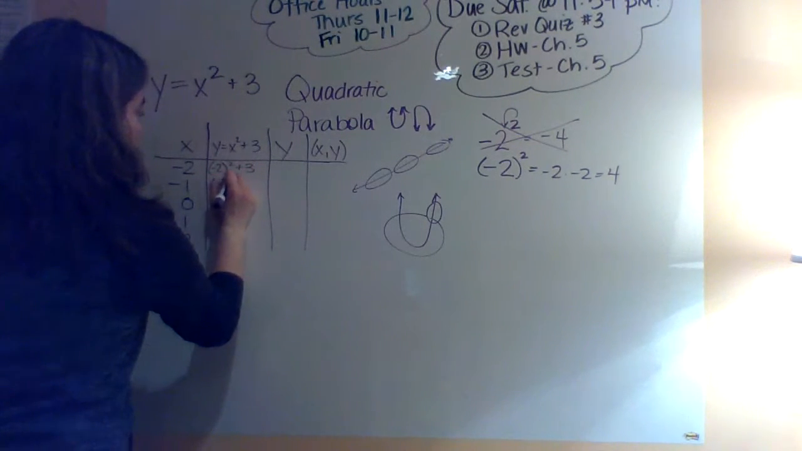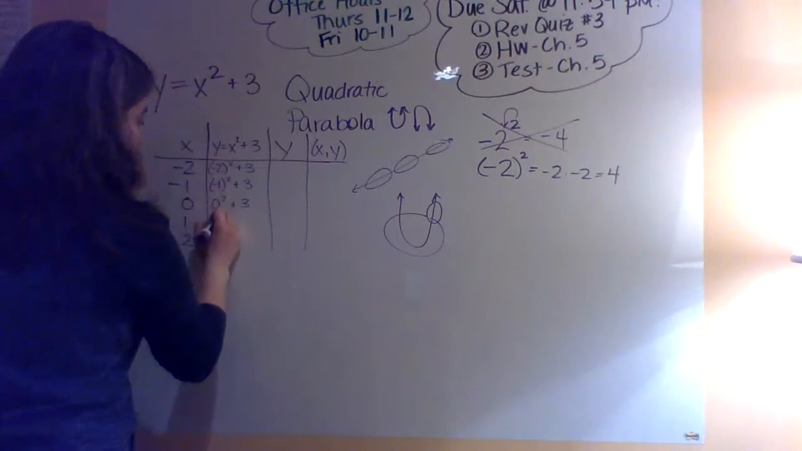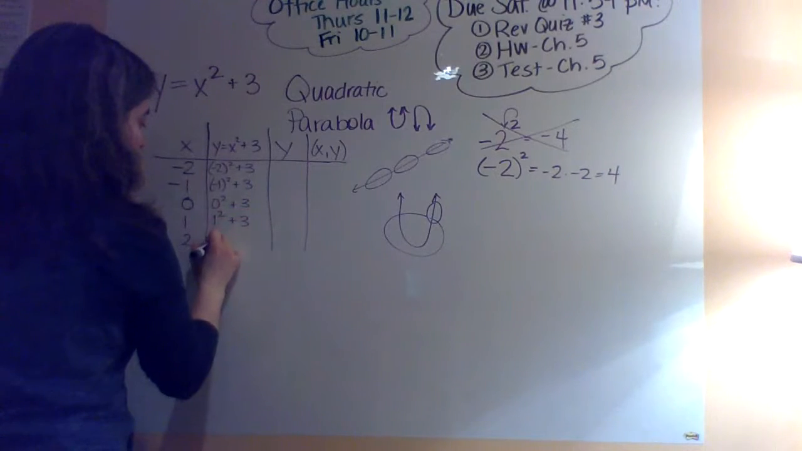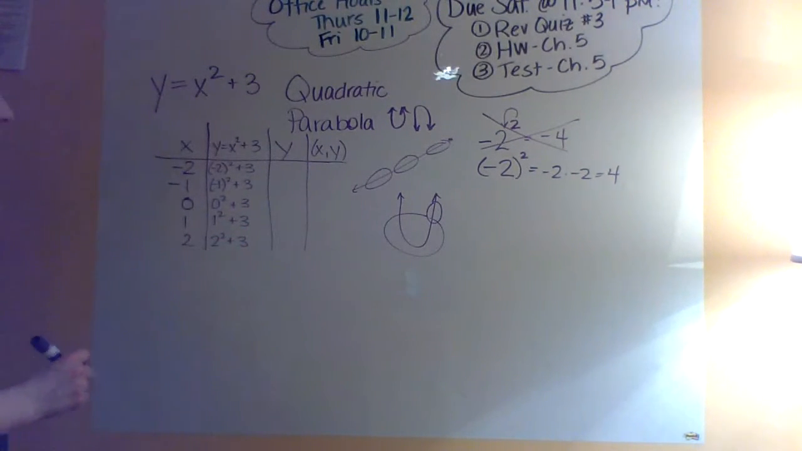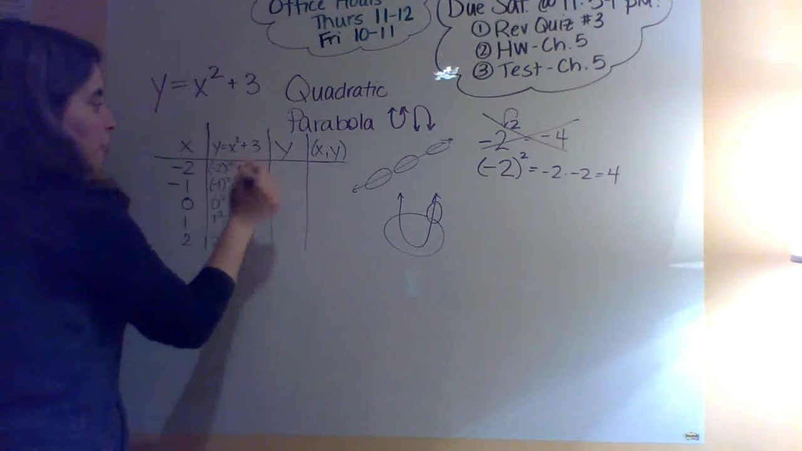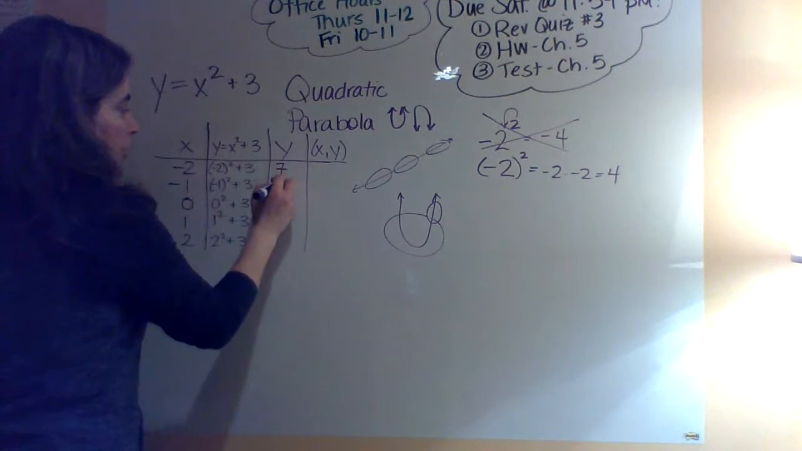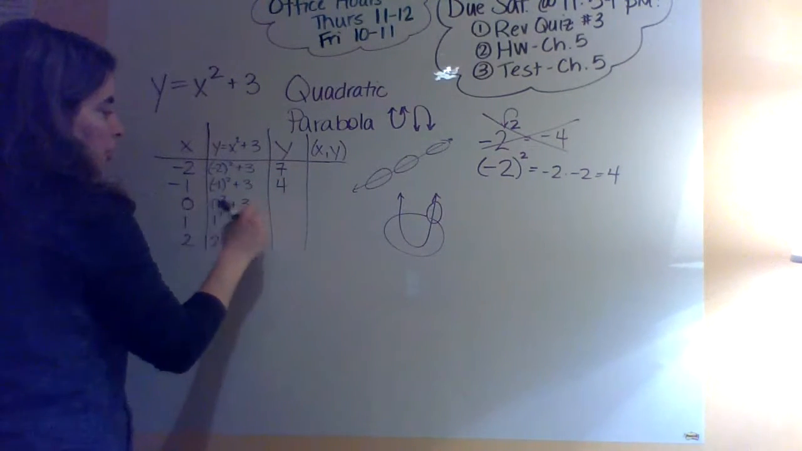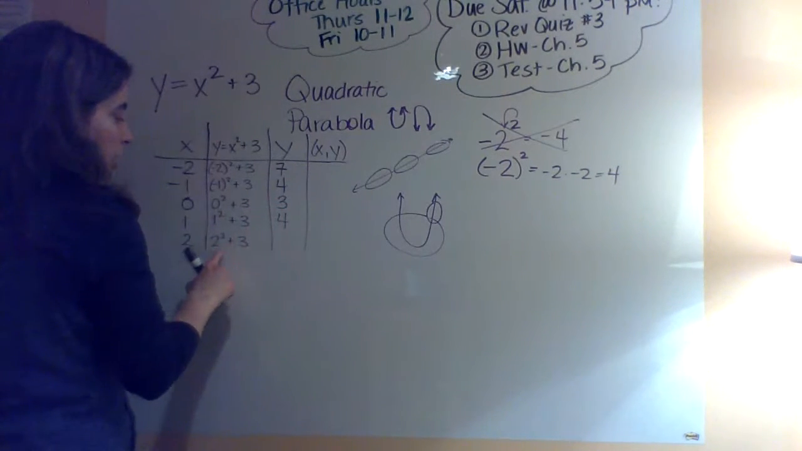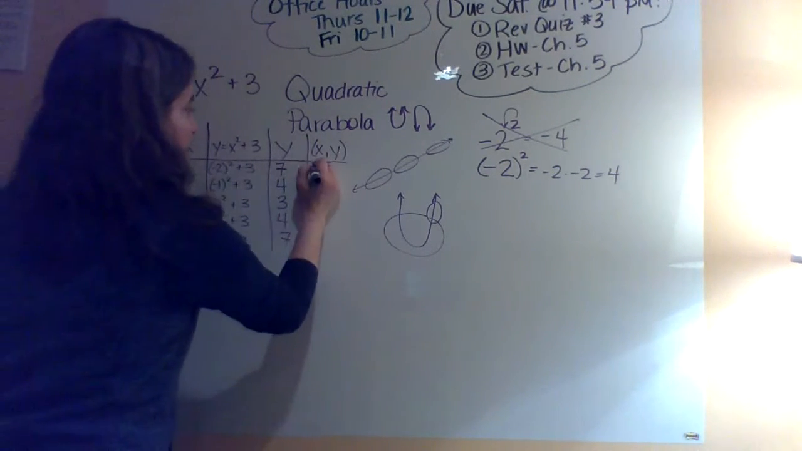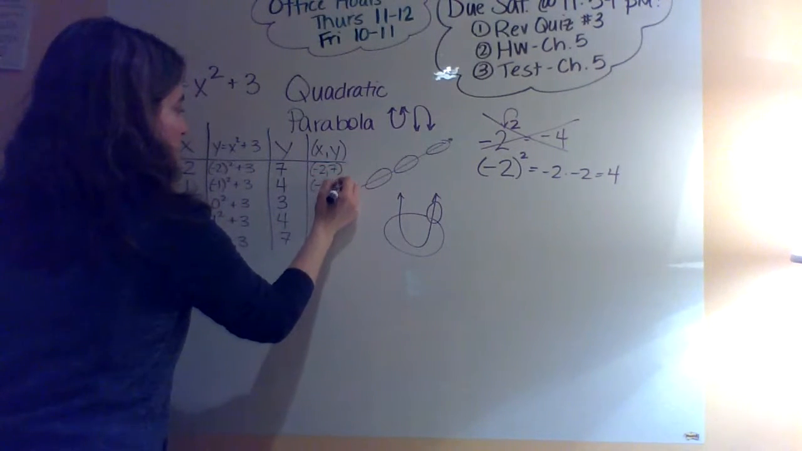Here we would have (-1) squared plus 3. 0 squared plus 3. 1 squared plus 3. And 2 squared plus 3. So this is going to be +4. 4 plus 3 is 7. +1. 1 plus 3 is 4. 0 plus 3 is 3. 1 plus 3 is 4. 4 plus 3 is 7. So here are my points.